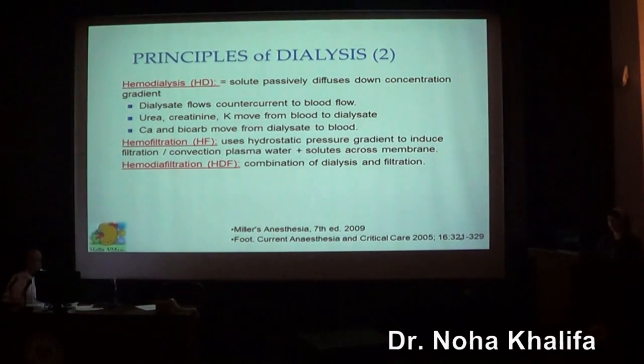So we're talking about a dialysate that flows countercurrent to the blood flow. So the blood flow passes this way. You have the dialysate passing counter-current, and you have exchange of the urea and creatinine from the blood to the dialysate, and you have the calcium and the bicarb infusing from the dialysate to the blood, and they're both passing a counter-current mechanism across a sieving filter.